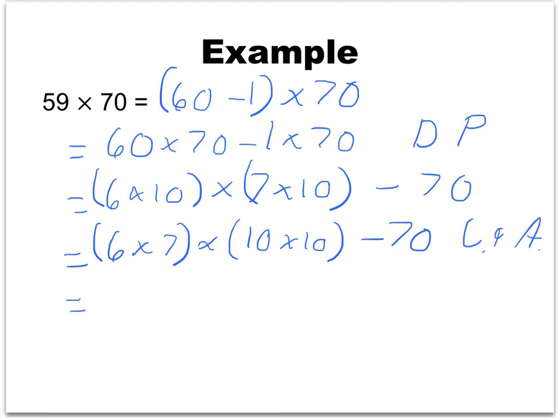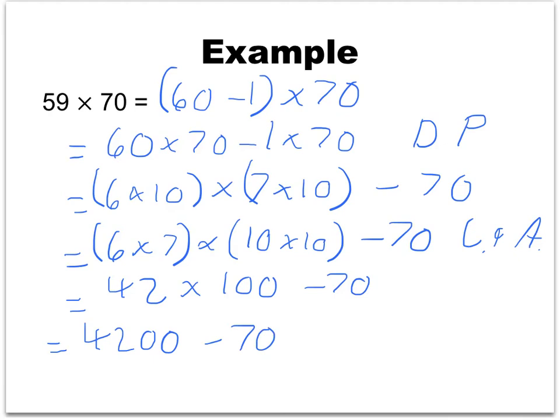So now I can do this arithmetic. 6 times 7 is 42, and then 10 times 10 is 100, minus 70. Now 42 times 100, well, that's easy to do. That's 4200, and then minus 70. And then this arithmetic here is very easy to do in our heads. So this is 4130. So there we go.